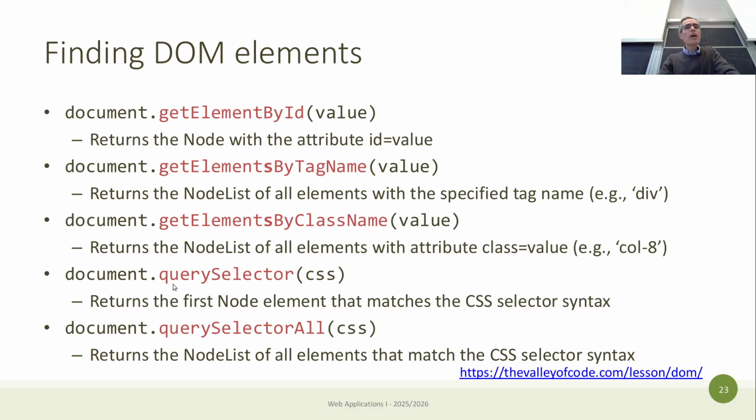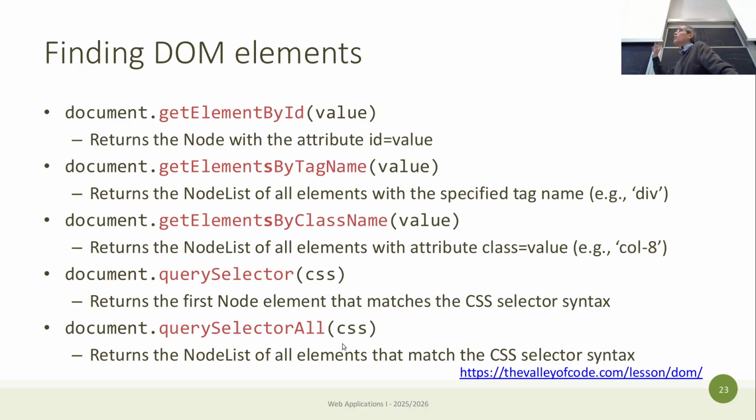Or you remember that we talked about selectors in CSS. You can even identify what you want through CSS selectors. So querySelector just returns the first node that matches, or querySelectorAll that returns all the nodes that match the CSS selector.